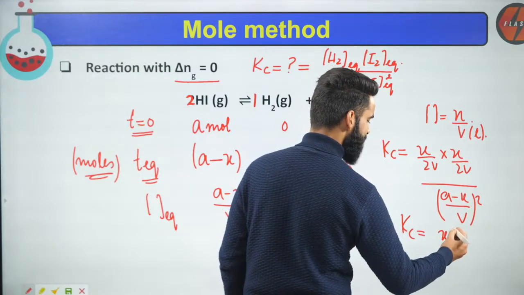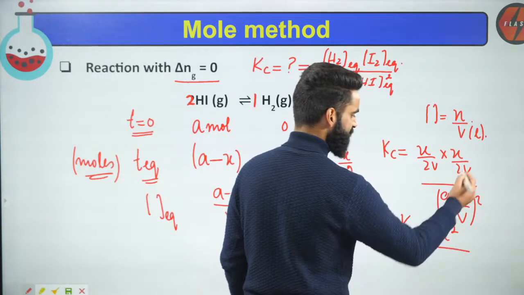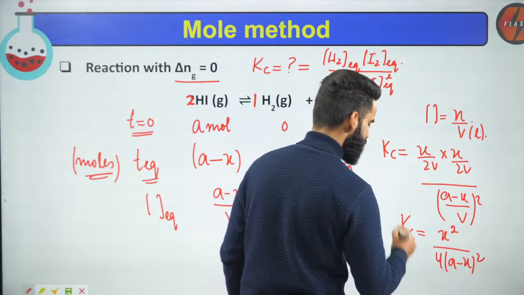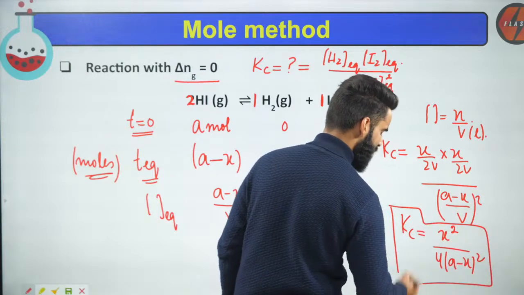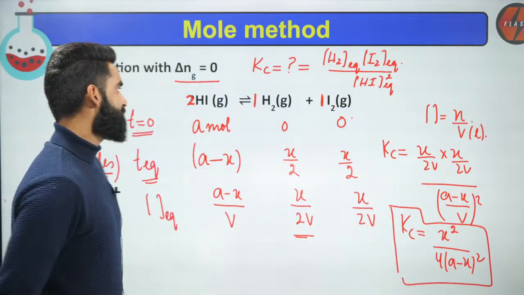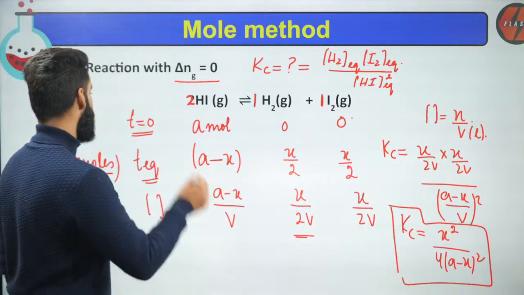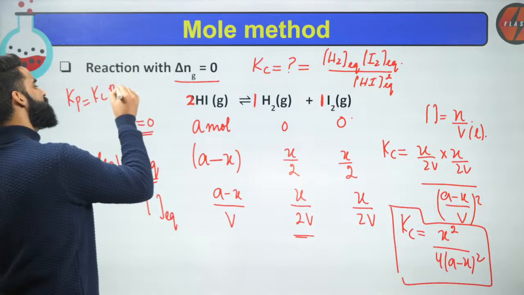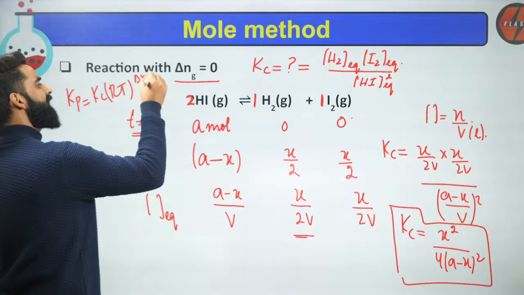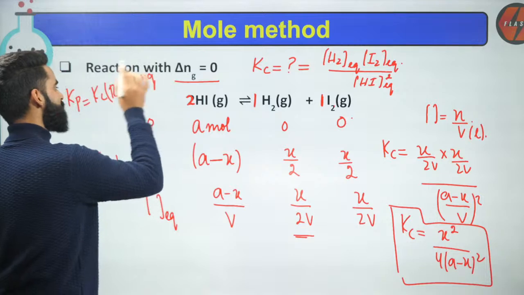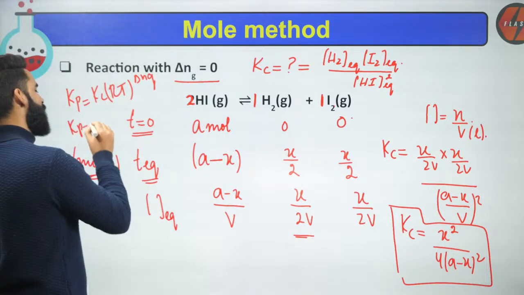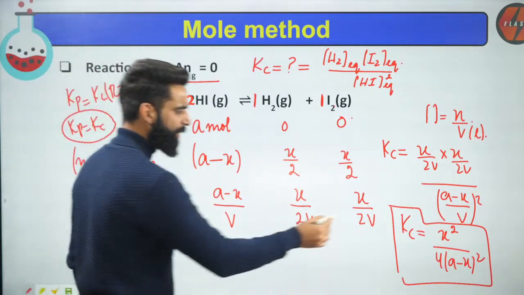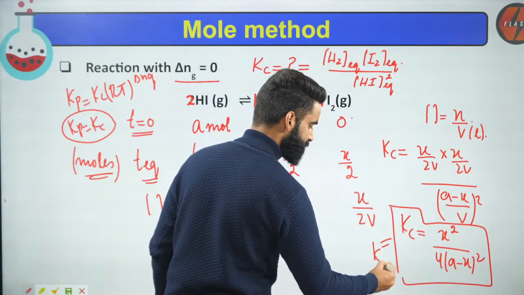So I'll get the value of K squared as X squared divided by 2 2s are 4, multiplied by (A minus X) whole square. This is the value of Kc which I got right here for the reaction. Since for this reaction delta Ng is 0, and we already know the relation between Kp and Kc, Kp is equal to Kc (RT) to the power delta Ng. Since delta Ng is 0, anything raised to power 0 is 1. So whatever will be the value of Kc, the same is going to be the value of Kp for the reaction. Yes, so this value is for Kc as well as Kp.